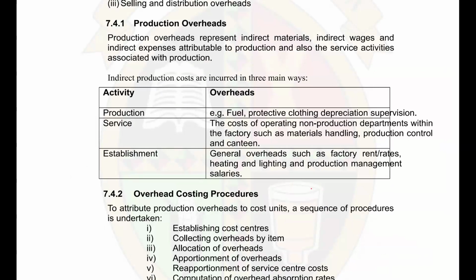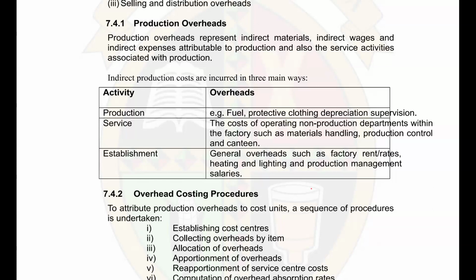The fuel that is incurred during the production process, the cost for that, protective clothing, depreciation of the non-current assets, and the supervision, supervising those people who are working. That's not a direct work, it's an indirect work, but it occurs in the factory. You have to supervise people in the factory too. So that's why we say it's an overhead.